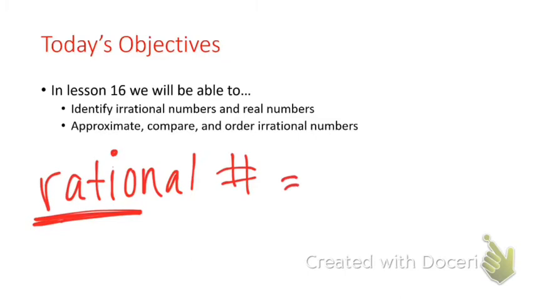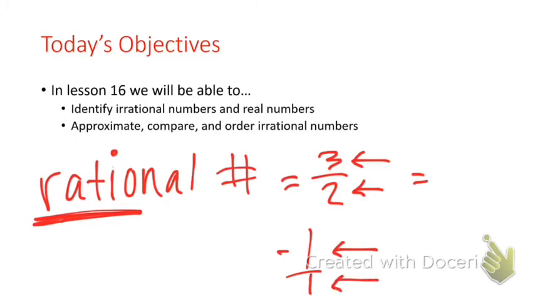So for example, 3 over 2 is a rational number, since 3 is an integer and 2 is an integer. Okay, negative 1 is a rational number because we can write it as negative 1 over 1, and both of these, negative 1 and positive 1, are integers. Okay, 4 over 3 is a rational number. 7 is a rational number. Negative 100 is a rational number. Okay, so again, rational numbers are just a ratio of 2 integers.